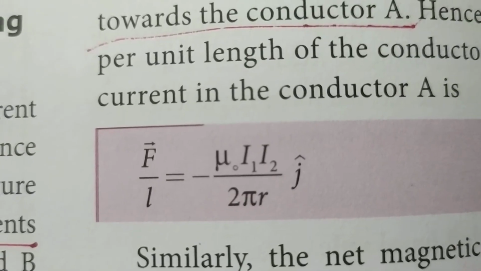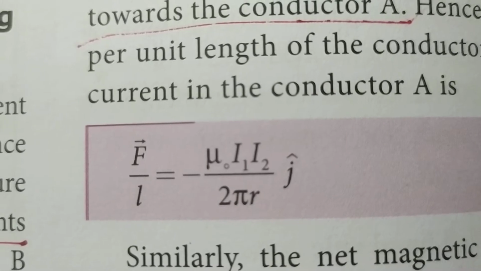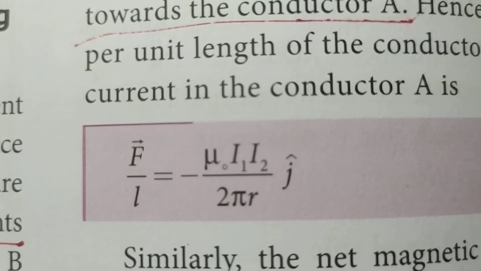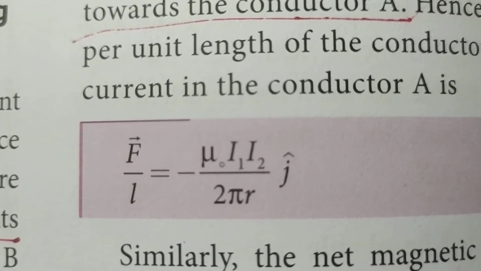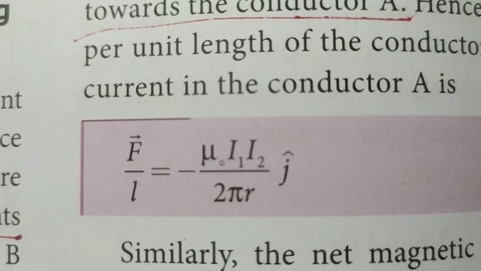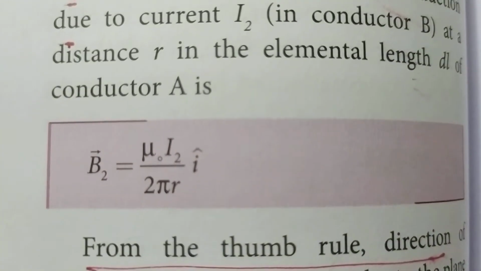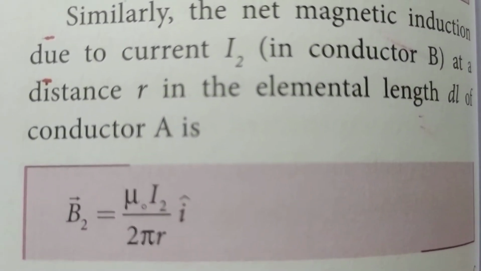After integrating and dividing by L, you will get F vector by L is equal to minus mu naught I1 I2 by 2 pi r j cap. Here you have a negative sign, and the negative sign is because the force is acting towards the left direction. Next we are going to see the other conductor.